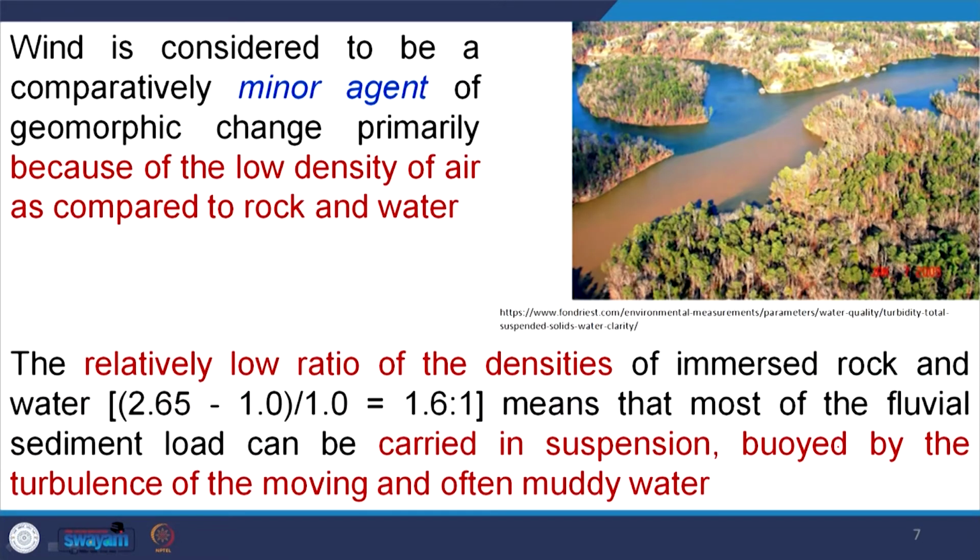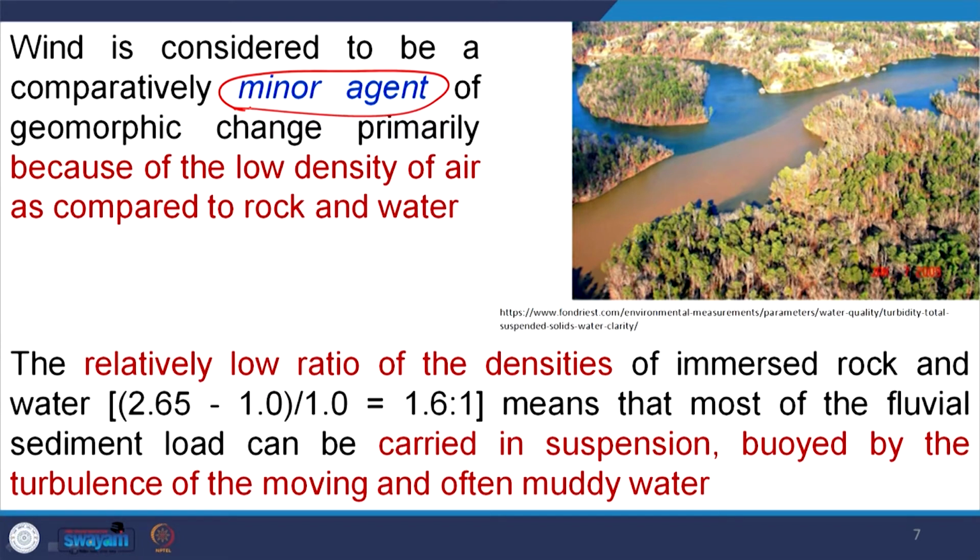Wind is considered to be a comparatively minor agent of geomorphic change, primarily because of the low density of air as compared to rock and water. Here wind is the agent that will work, but it has not enough strength, since its density is very low as compared to water and glaciers. It has to move through the rock fragments and modify them, which are much more dense as far as wind is concerned.